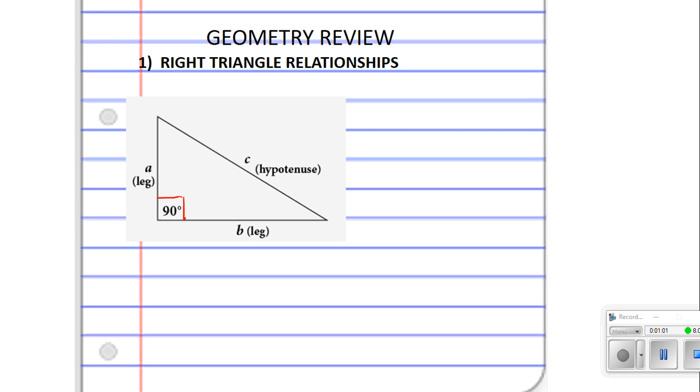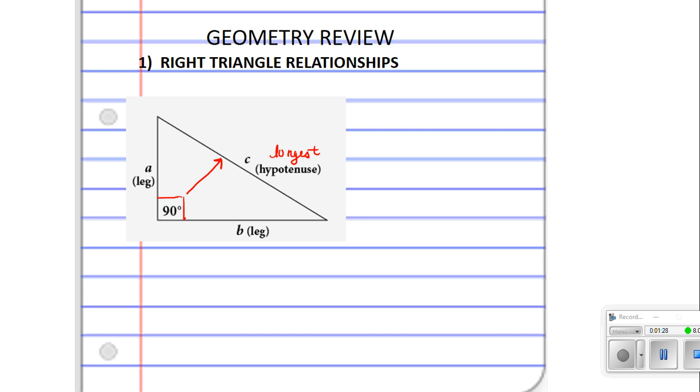What you need to know about right triangles is that it has a right angle, and the other two angles are going to be acute. The sides off of the 90-degree angle are called your legs, and the hypotenuse is always across from the 90-degree angle, and that's always going to be your longest side.